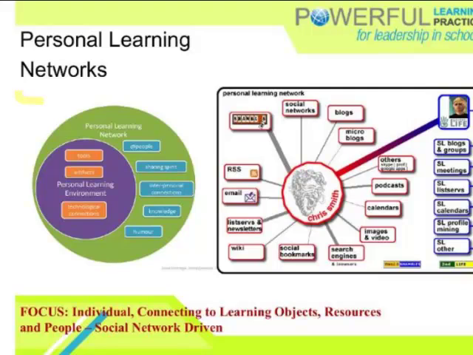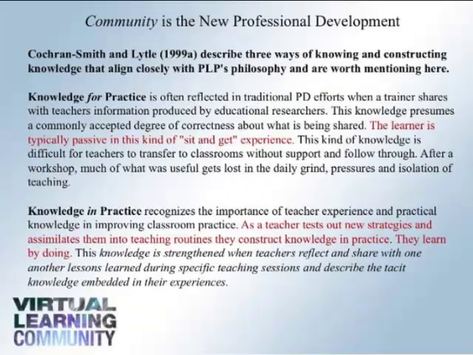Just to underscore this, and then I want to open it up to questions, Cochran-Smith and Lytle did some research, and they looked at three ways of constructing knowledge: knowledge for practice, knowledge in practice, and knowledge of practice. It closely aligns with my idea about community, where you have professional learning communities, communities of practice, and personal learning networks.